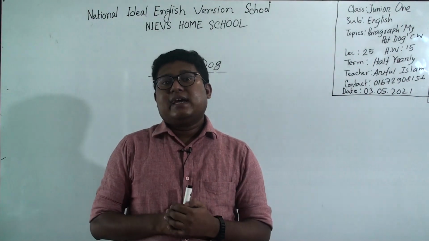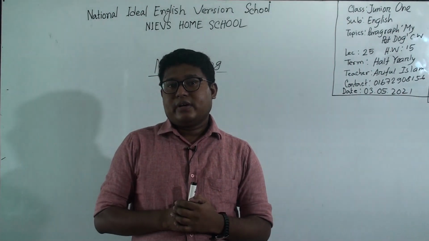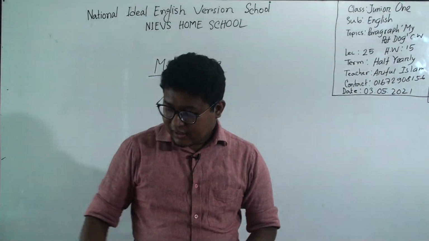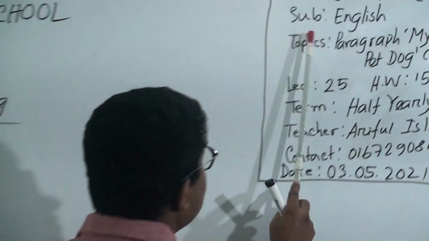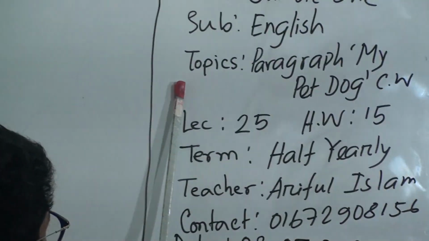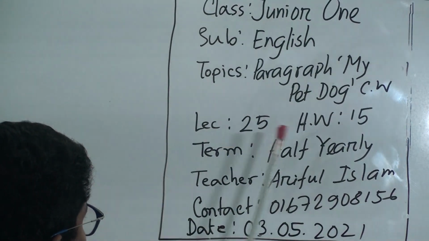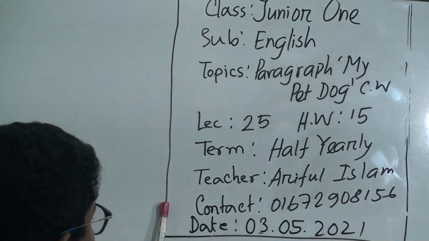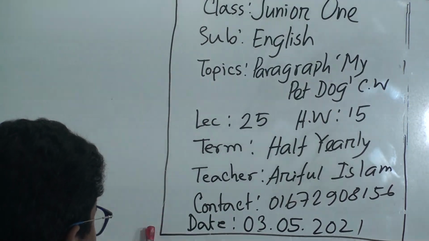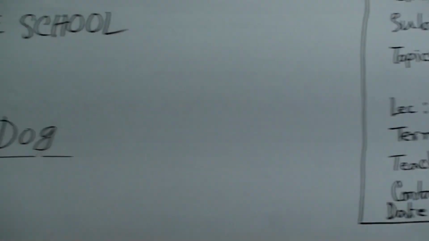Today I am going to take an English class for class junior one students. Our today's topic is paragraph, My Pet Dog. Let's see our today's topic. Class junior 1, subject English, topic paragraph My Pet Dog, classwork. Lecture 25, SW will be 15. Term Harmonial exam, Teacher Ariful Islam. This is my mobile number and today's date. So my dear students, let's start our today's class.